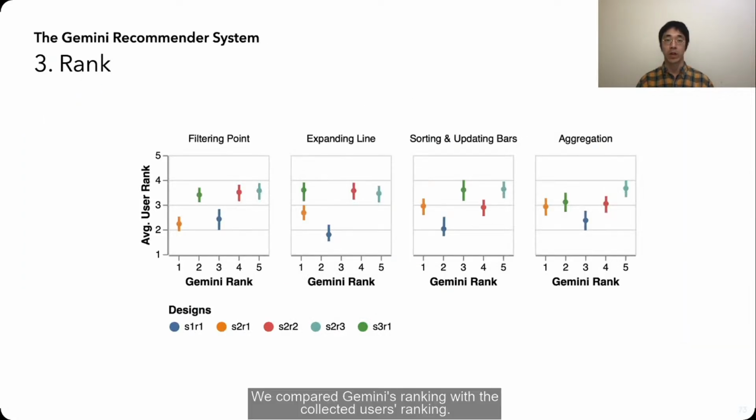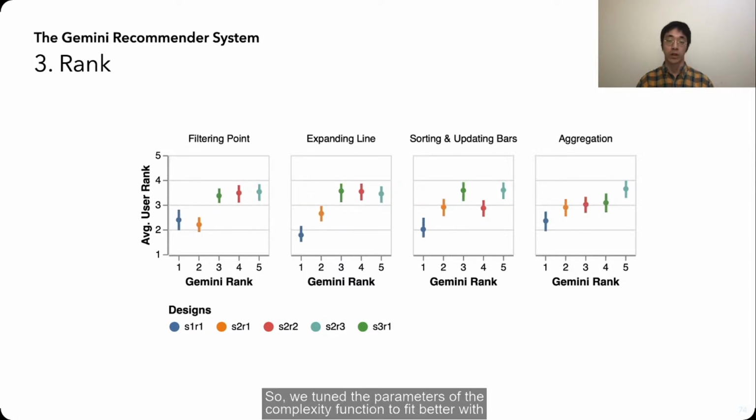We compared Gemini's ranking with the collected users' ranking. Here, the x-axis indicates the ranking by Gemini, and the y-axis indicates the average user's ranking. It shows that Gemini ranking is not well aligned with the user's preferences. So we tuned the parameters of the complexity function to fit better with the observation.